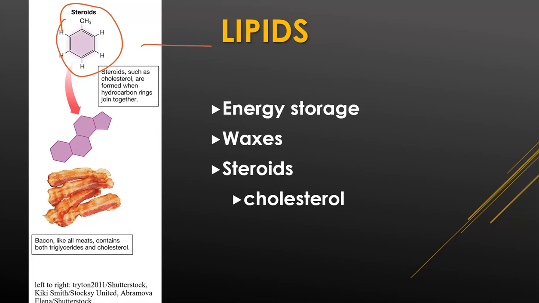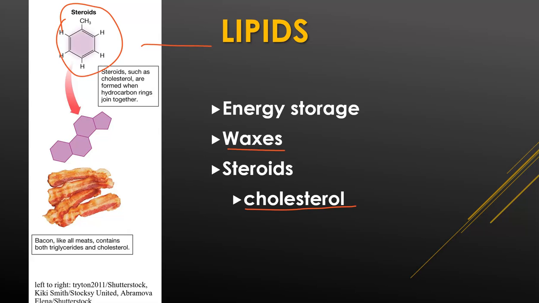Examples of steroids: cholesterol is probably the best well-known one. We tend to think of cholesterol as being something that's bad for us, but cholesterol is actually a component of cell membranes, and it's a required component of cell membranes. So it's very important to have that. Cholesterol is also the precursor for a lot of sex hormones, so they're very important as well.